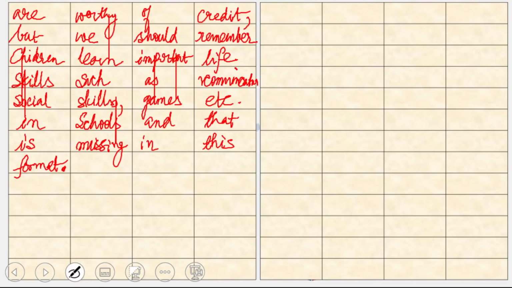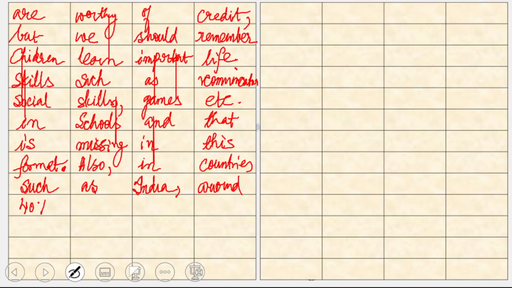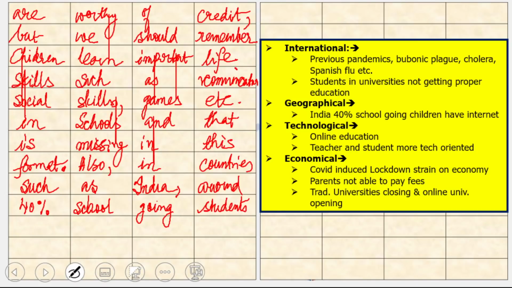Now I also remember to have given that in school going children only 40% are having internet. That means majority does not have internet. So let's put that point also. Also in countries such as India, around 40% school going students, that was 40%, right? 40% of school going students have internet or access to internet.